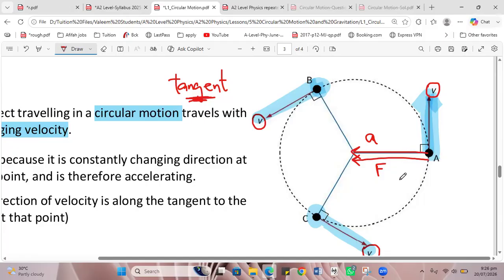Now notice this means that acceleration and velocity are always perpendicular to each other. Because what did I tell you? Velocity is a tangent. Acceleration is always along the radius. So this means velocity and acceleration are always perpendicular to each other in circular motion.